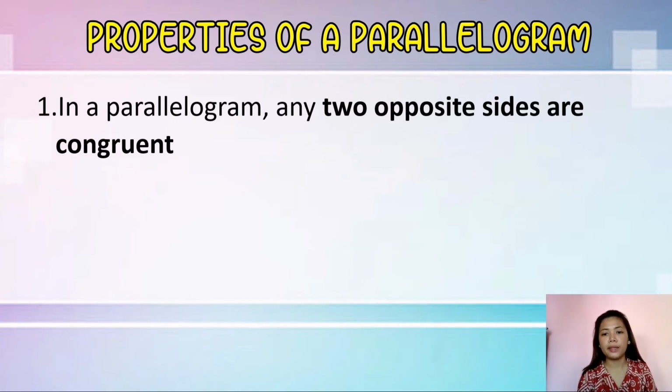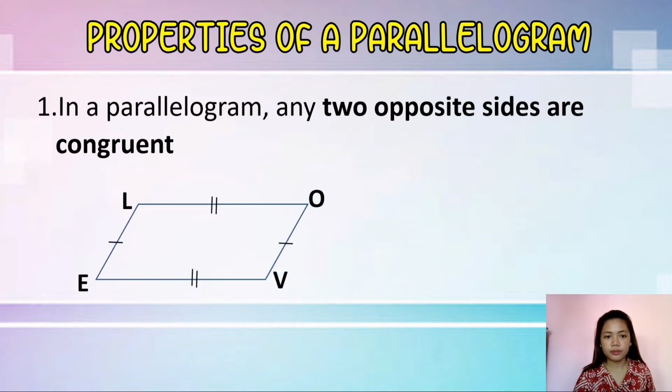What do we mean by the word opposite? In a parallelogram, there are two opposite sides. Opposite means on the other side. If I am here in my position now, you are facing me. That is the opposite side. So, let's have the same figure. Here we have the side LO. What side is opposite to LO? Side EV is opposite to LO.